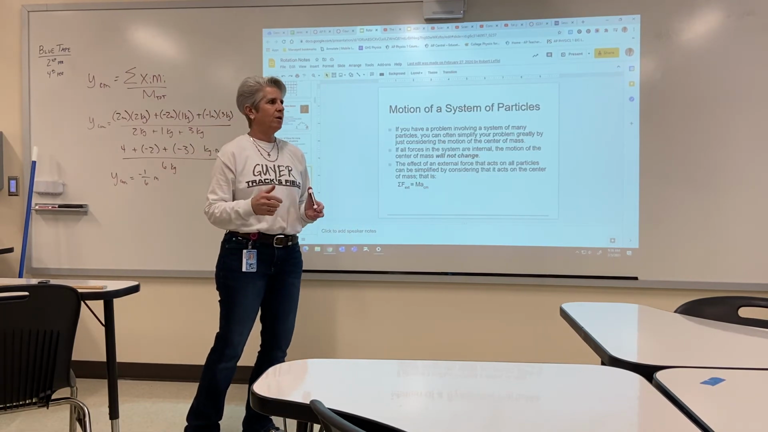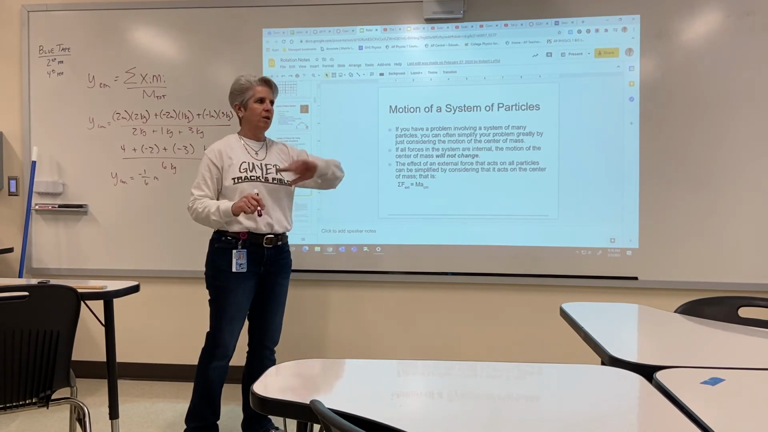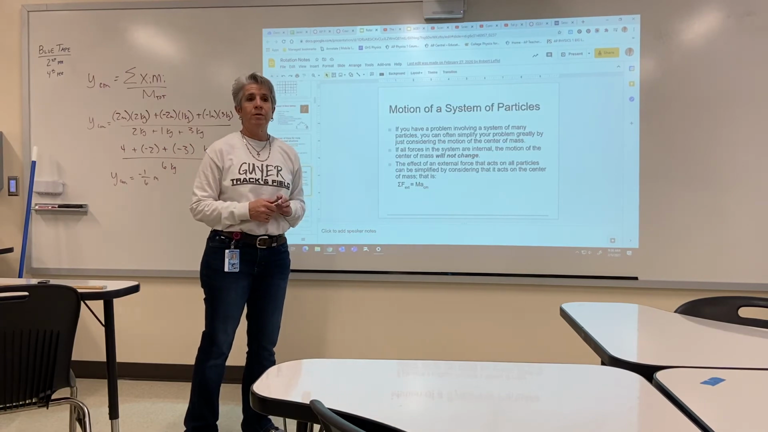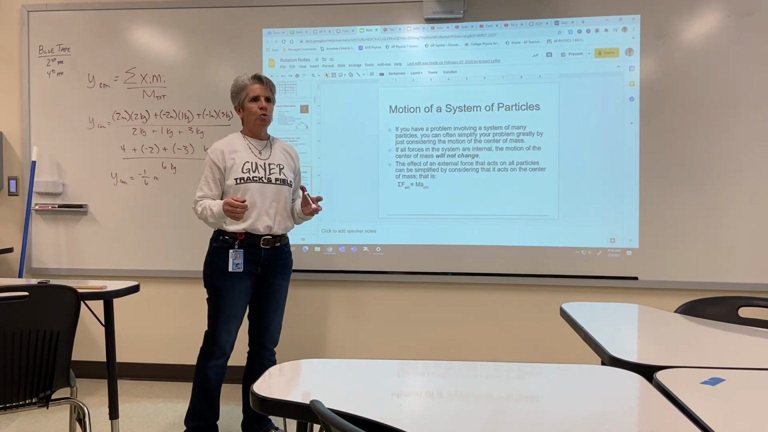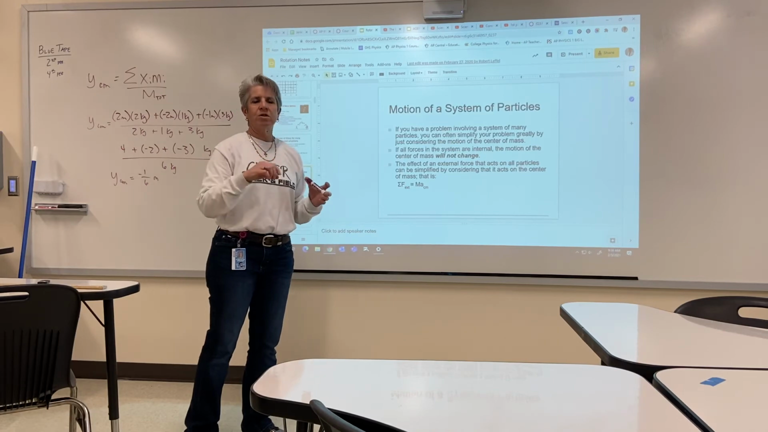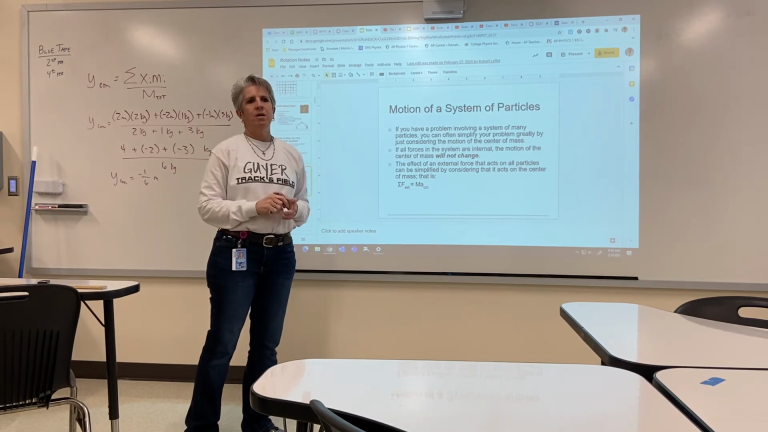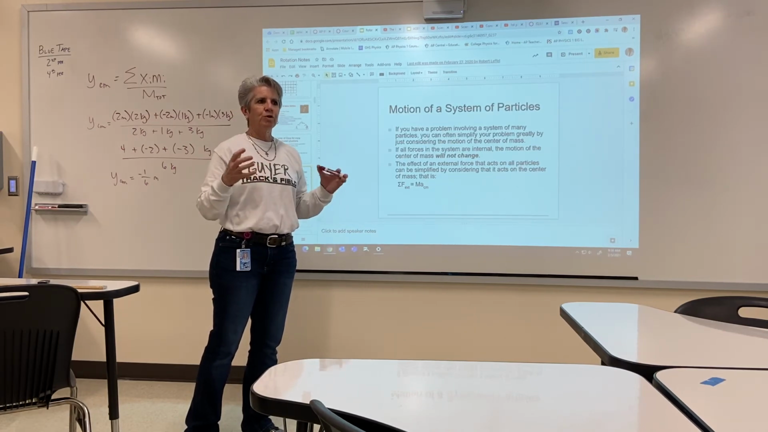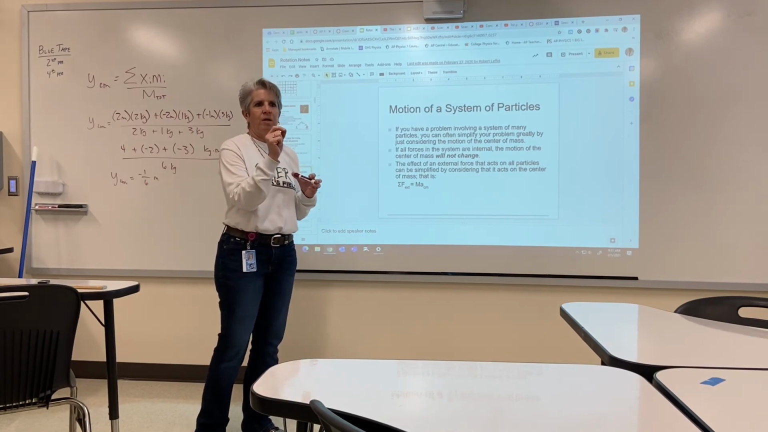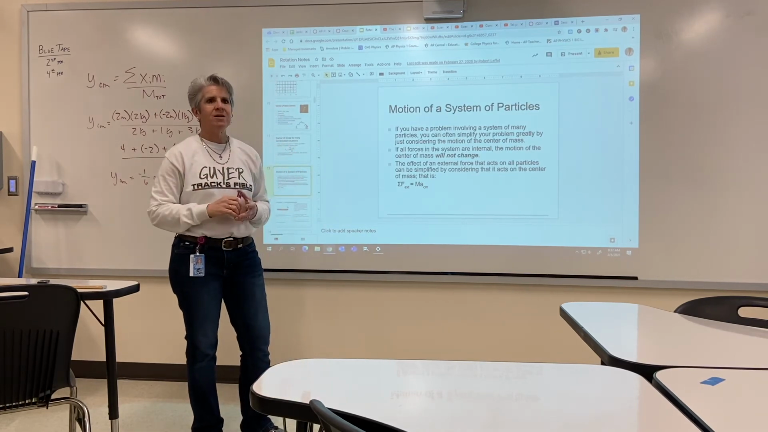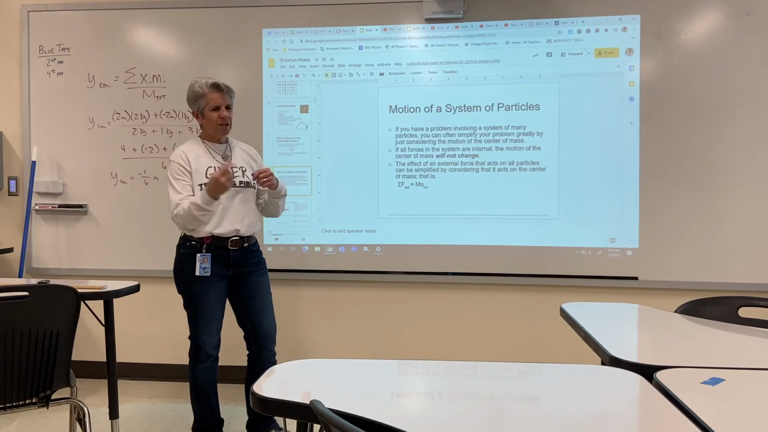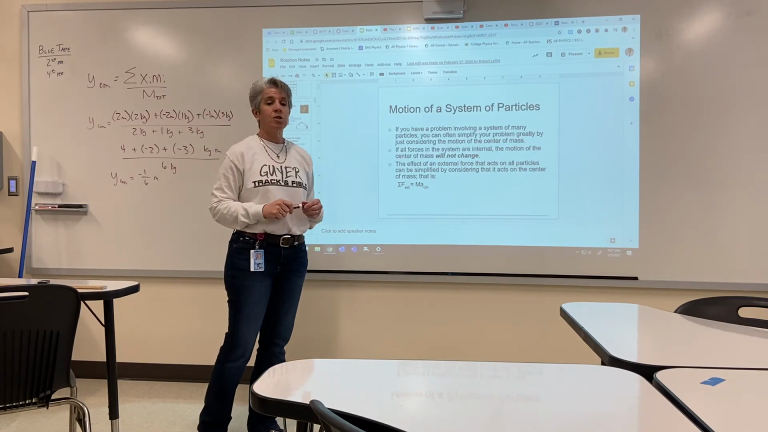If you talk about how the solar system is accelerating around the galaxy, well, we could treat the entire solar system as one point, a system of particles all treated as a single point. That one point would be the center of mass of our solar system. With everything moving, our center of mass constantly changes.